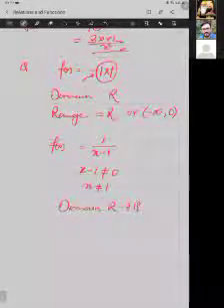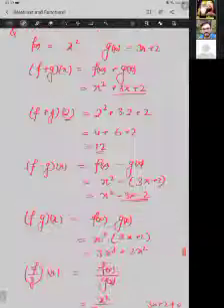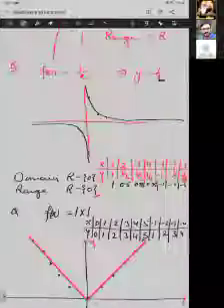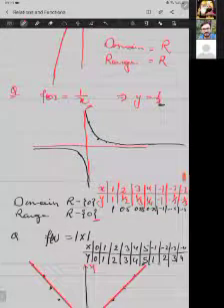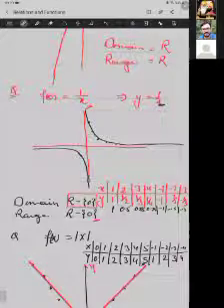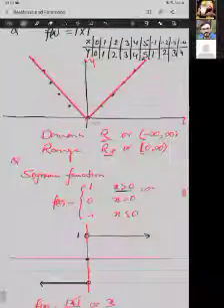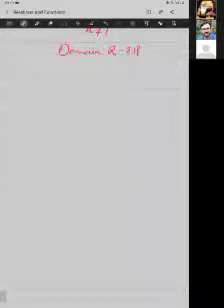In the same way, one graph we have made, fx equals to 1 upon x. In this, when we were talking about the domain, you see the denominator cannot be equal to 0, so x cannot be equal to 0. Real numbers minus 0 it is.